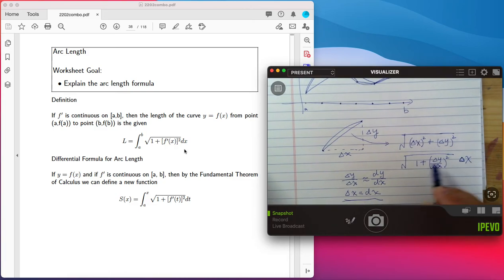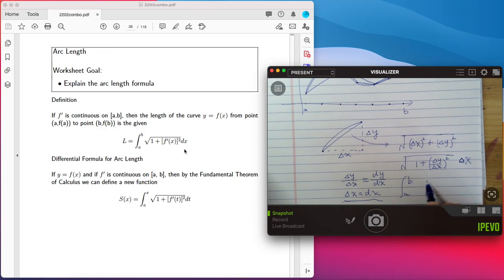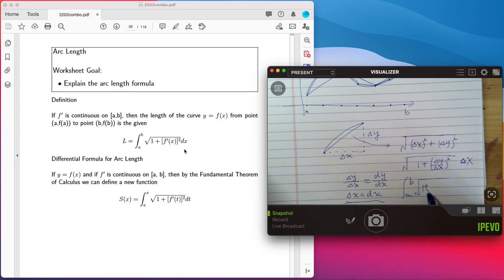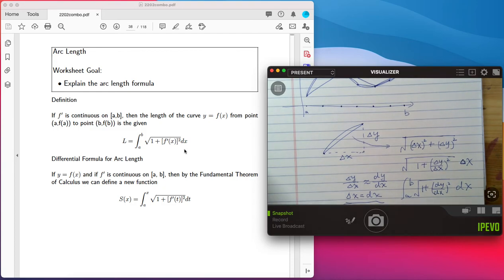If you put this in an integral form, that will give you the integral of the square root of 1 plus (dy/dx) squared, dx, and that is exactly what we have here. So that's a simple explanation about where this arc length formula is from.